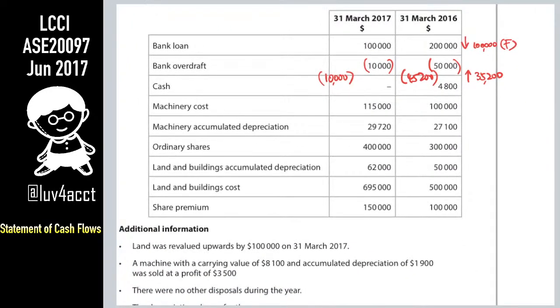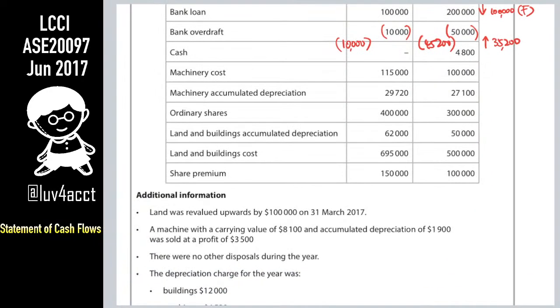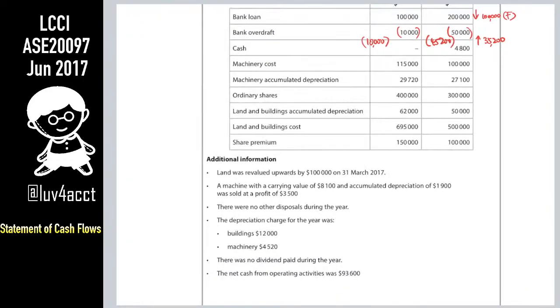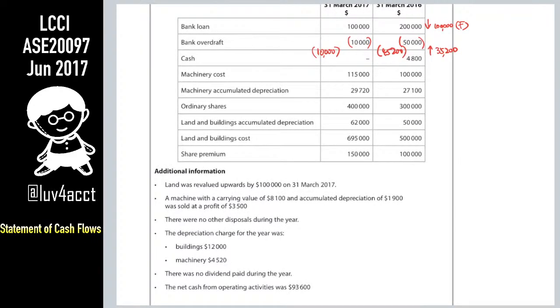Okay, machine, and then ordinary shares. We'll have to see what is given there. Okay, land and buildings, accumulated depreciation and its cost. Okay, share premium as well. Okay, so land was revalued upwards by 100,000. So land here plus 100. Okay, machine with a carrying value and accumulated depreciation was sold for that much. Okay, so 3500 investing. Okay, 8100 and then 1900 here.